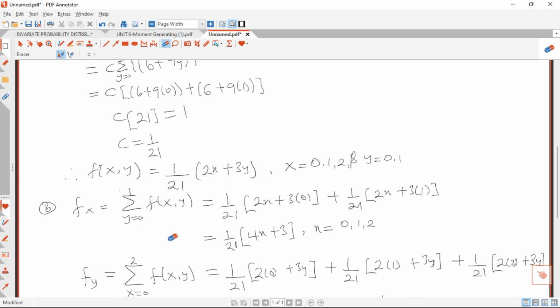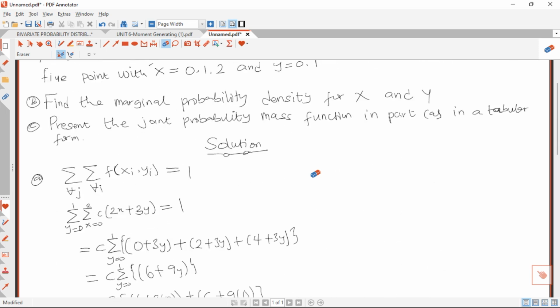And then we get our c to be 1 over 21. So once we get c as 1 over 21, we just come and write the joint probability mass function appropriately, like this one, and that will represent the joint function since we now have our c. So once you have the c, we can also solve the follow-up question.